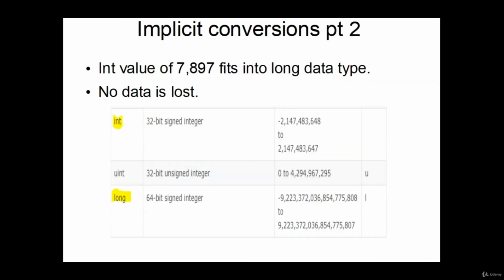This works because the integer 7,897 fits comfortably into the range of a long. So there's absolutely no risk of data loss.